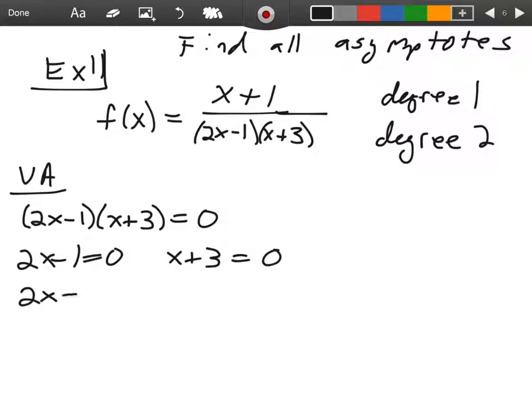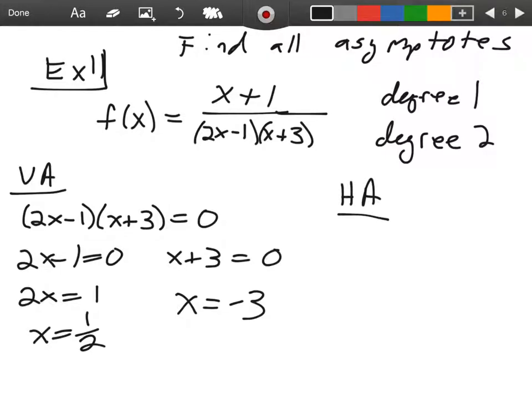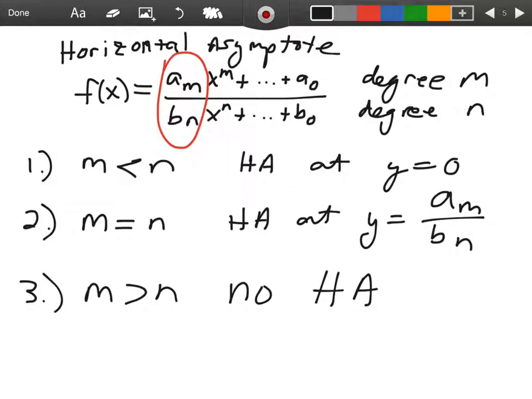Here you get 2x equal to 1, or x equal to 1/2. Here we get negative 3. So we have two vertical asymptotes at x equal to 1/2 and x equal to negative 3. Horizontal asymptotes, we look at the degrees. You can see that the degree of the top is less than the degree of the bottom, and that tells us we have a horizontal asymptote at y equal to 0 if you go back and look at this.